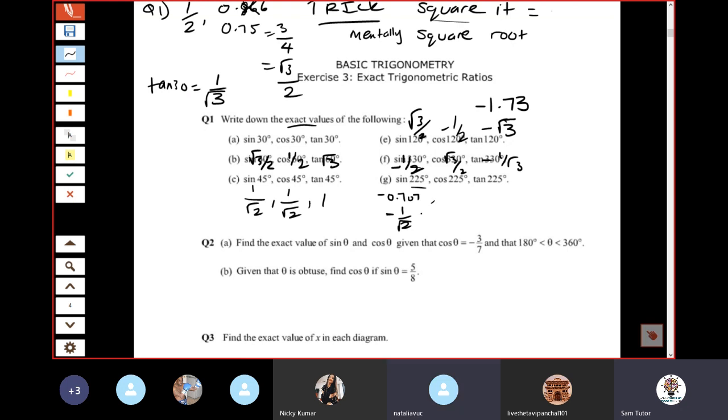Let's do it again. Cos 225. Well, that looks like the same answer, doesn't it? So what's the answer? It'll be negative 1 over root 2. Yep, and then tan 225. It'll be 1. Just 1. There's nothing to do with that one.